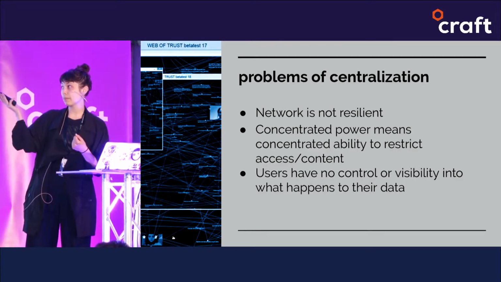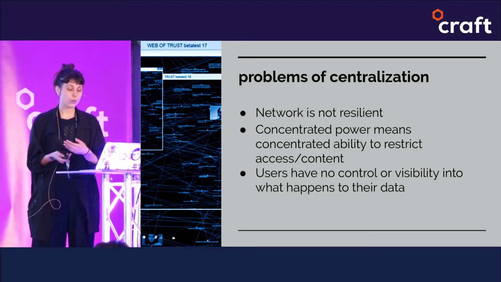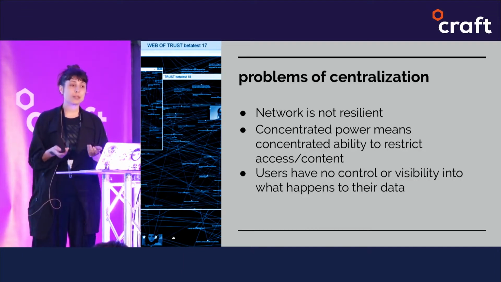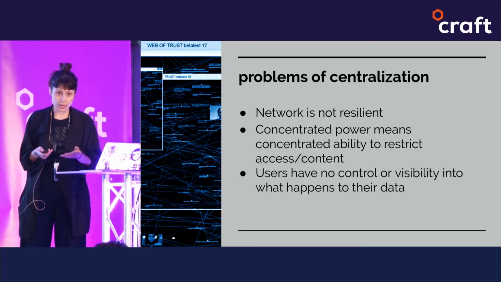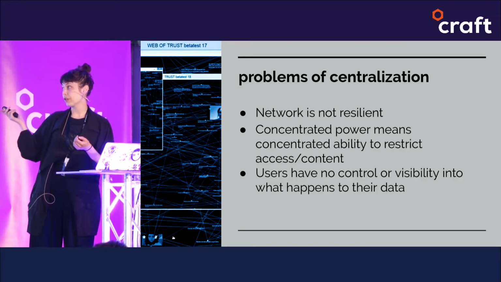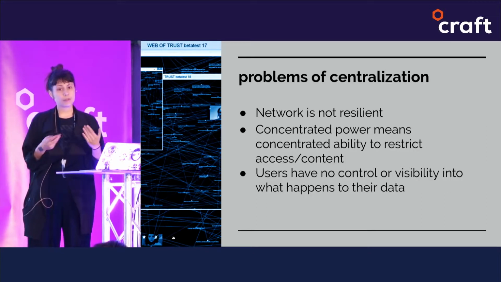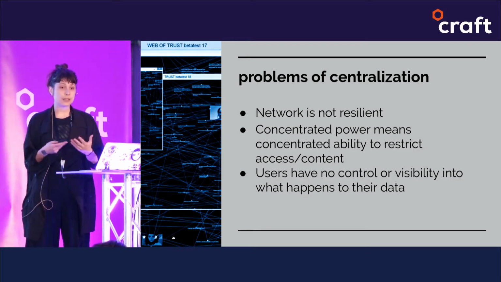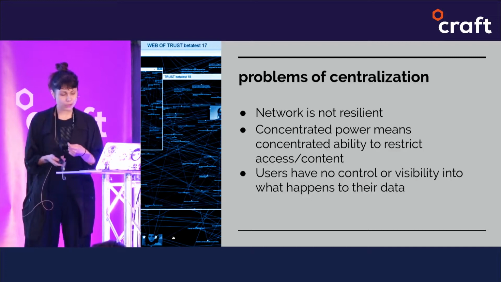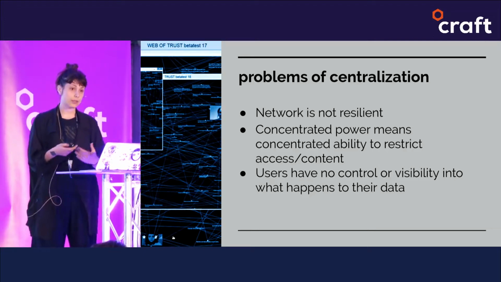So the centralized web can be unresilient. Something like 40% of the internet runs on AWS. So in the case of an outage, we can see massive amounts of it go offline. There have also been examples where a severed deep-sea cable, in an extreme case, leaves an entire country without internet for several days. With this concentrated power comes concentrated ability to restrict access to content. So we've seen government shutdowns of specific websites, and in an extreme case, an entire country lose internet for 280 days in the case of Cameroon last year. And finally, users have no control or visibility into what happens to their data.